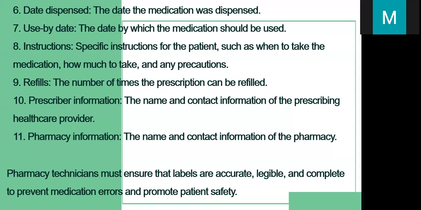Then the name and contact information of the prescribing health provider. We talked about that already. The name of the place the prescription is actually coming from, the healthcare provider, the doctor, or the hospital. You need to have those details. Pharmacy information, the name and contact information of the pharmacy. If the prescription is maybe coming from another pharmacy, you need to have that name and the contact information so that the patient themselves can equally have it in case anything goes wrong.